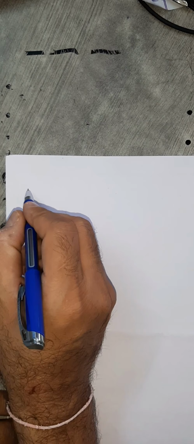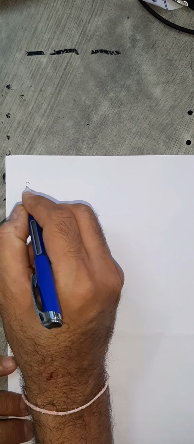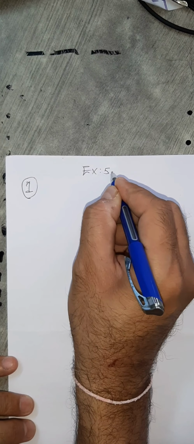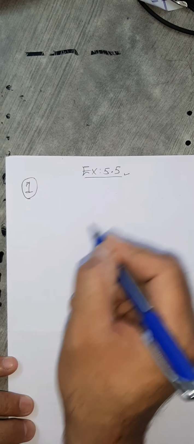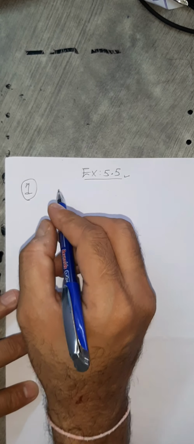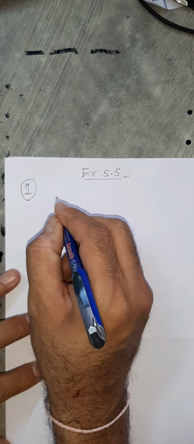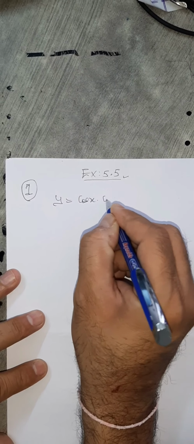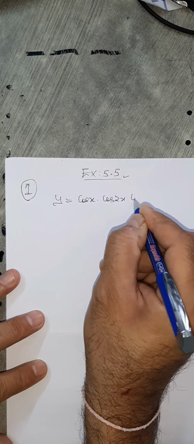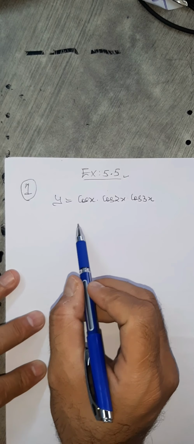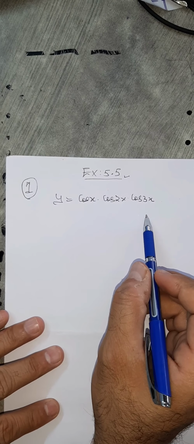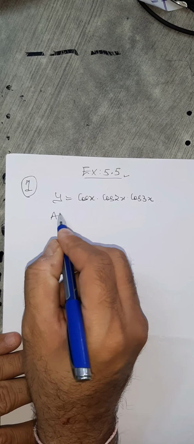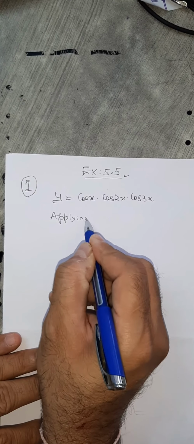Question number 2, first question, exercise 5.5. This exercise is based on logarithmic differentiation. So we use the log function everywhere. So let me take here y equals cos x into cos 2x into cos 3x. Remember, this is not of the form variable raised to variable. So without log even it can be done, but I am using log here, applying log on both the sides.